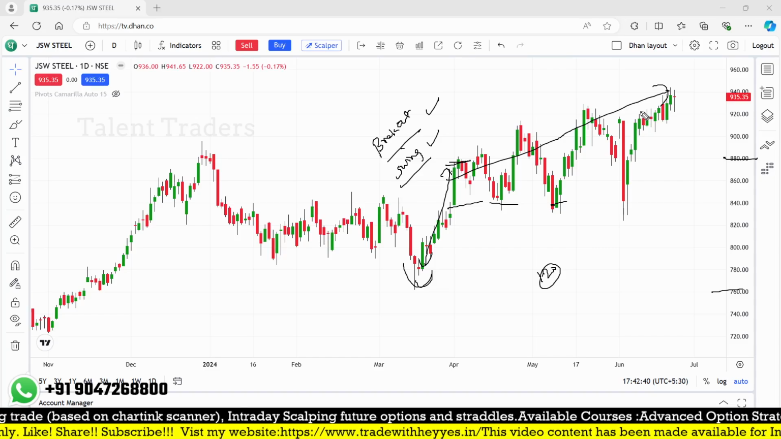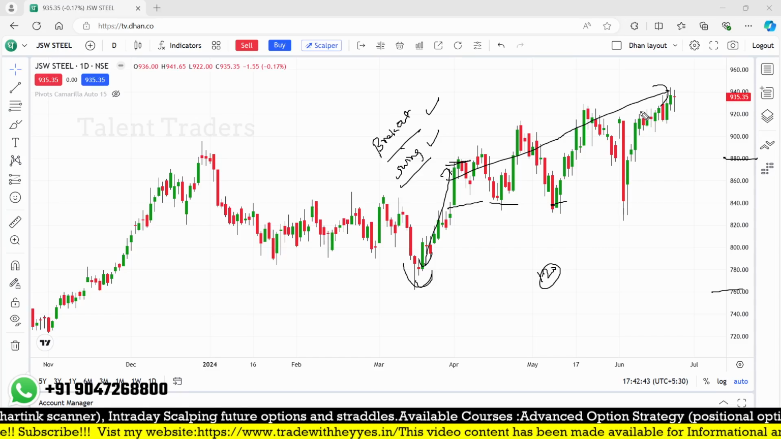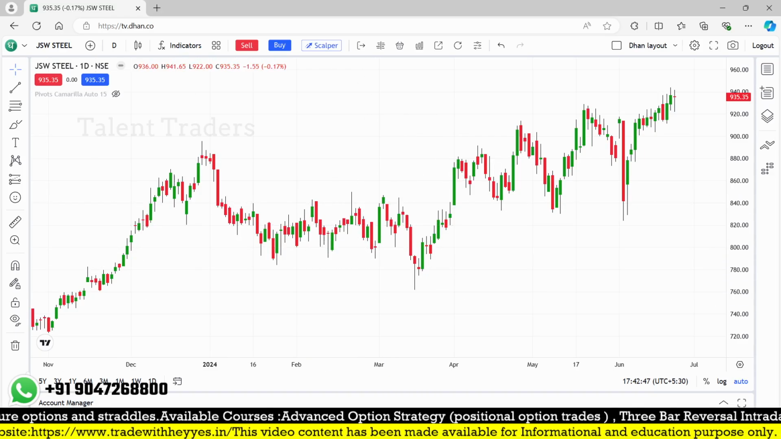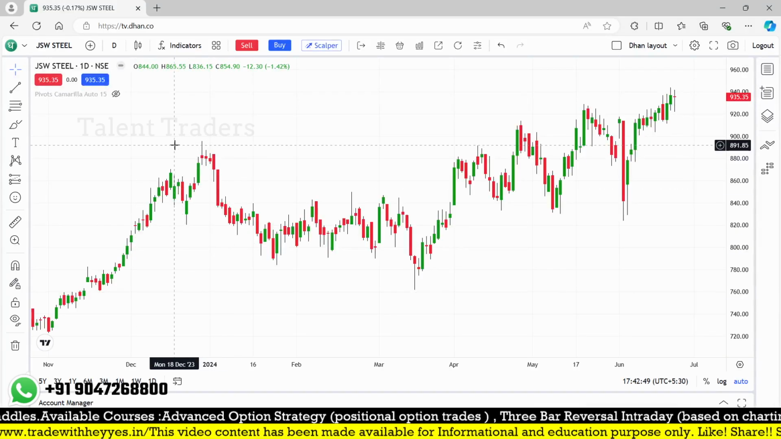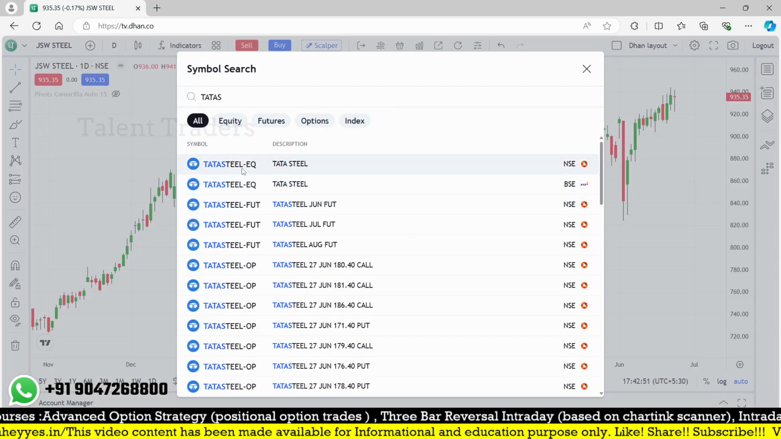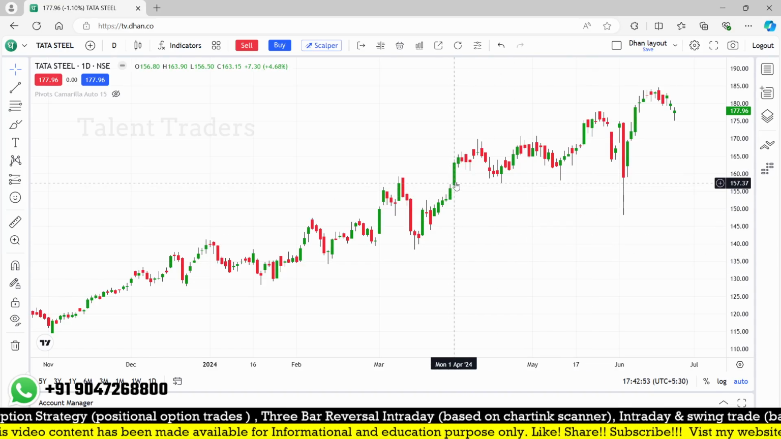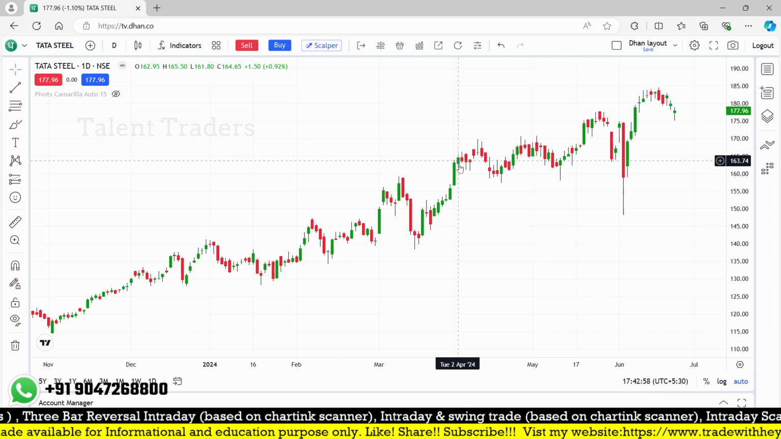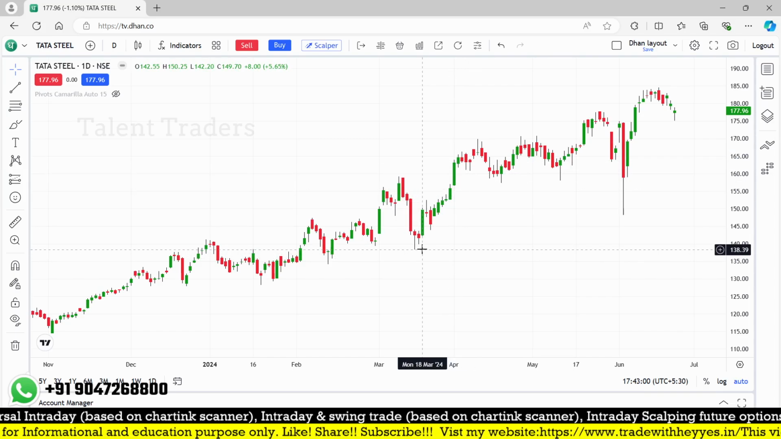So here, this kind of scanner is not for intraday or short term. It is a positional one, long term only. One more stock we found is Tata Steel on the same date, and most of the stocks give you the entry at a higher level. Here, on the 1st of April, the breakout point is 163 and the swing low is somewhere around 138.